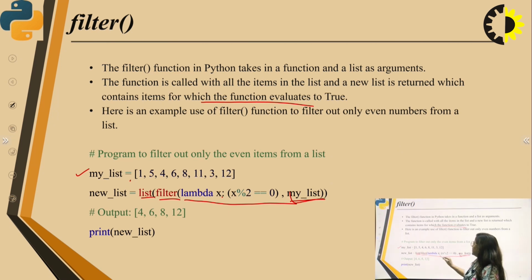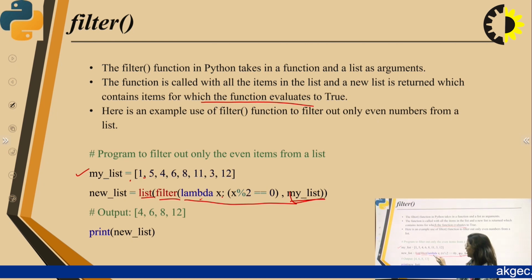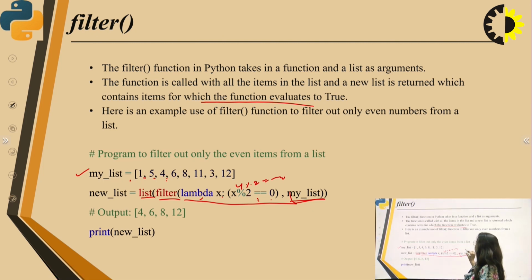So the output is this. Firstly, check the filter on the given items. The first condition is false, so don't take it. 5 is not equal to 0. Now 4 is used. 4 divided by 2 equals 0, so the condition is true, and it comes to the new list. So the output is 4, and 4 comes to the new list, and the new list is generated here. So the output is 4.